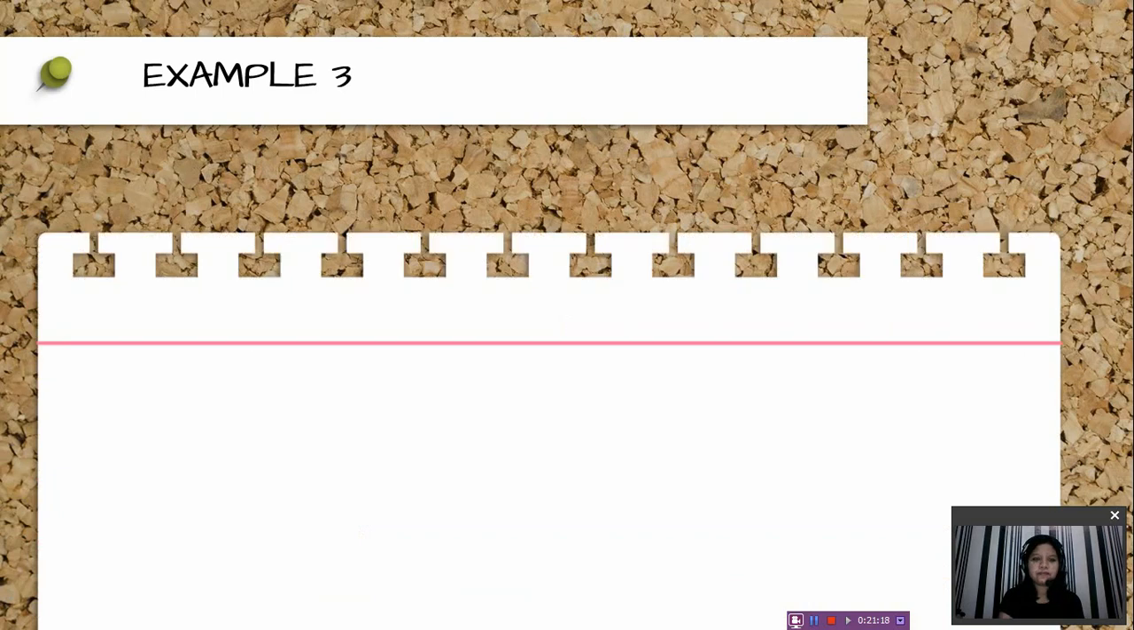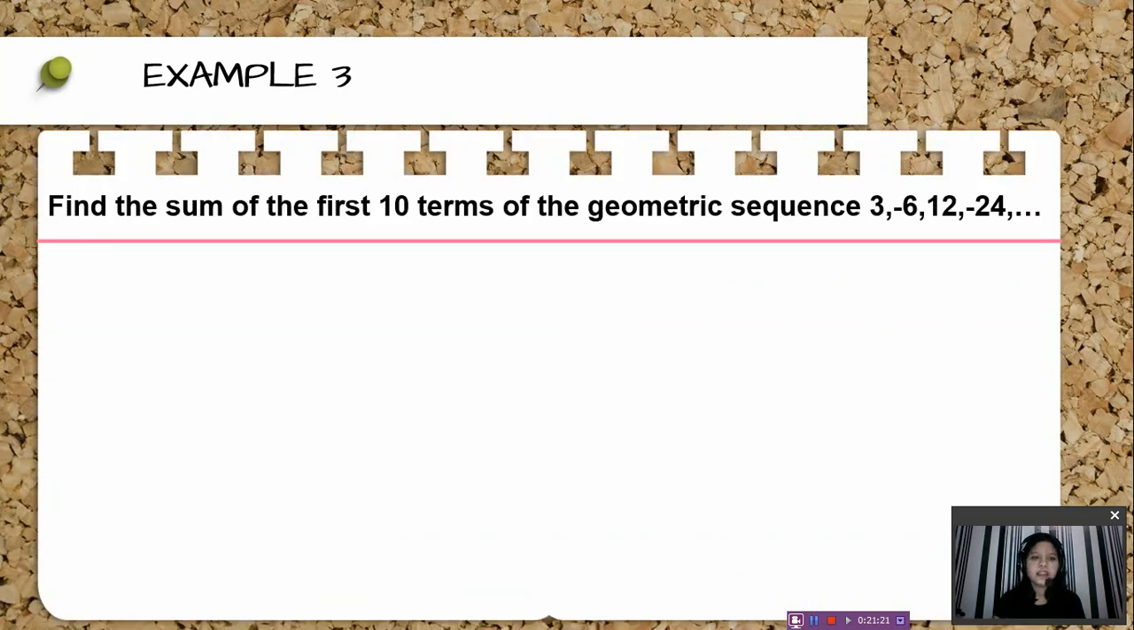For the third example, find the sum of the first 10 terms of the geometric sequence 3, negative 6, 12, and negative 24. Let's identify the given first. Our a sub 1 is 3. Our r is negative 6 divided by 3, that would be negative 2. And our n is 10 since we need to find the sum of the first 10 terms.